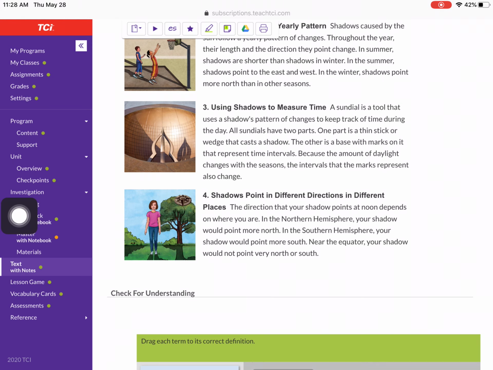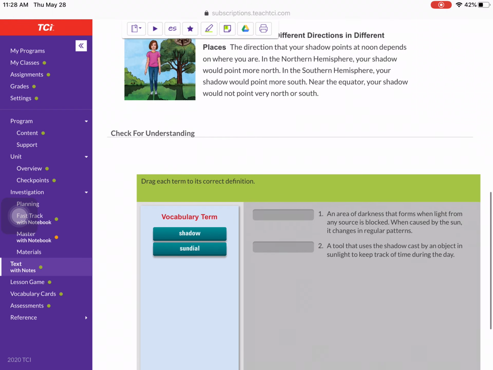Number 4. Shadows point in different directions in different places. The direction that your shadow points at noon depends on where you are. In the northern hemisphere, your shadow would point more north. In the southern hemisphere, your shadow would point more south. Near the equator, your shadow would not point very north or south.